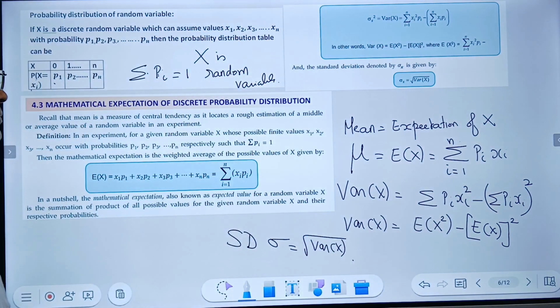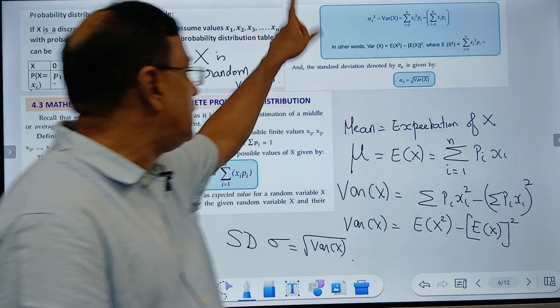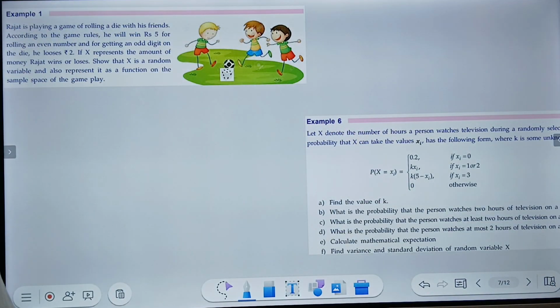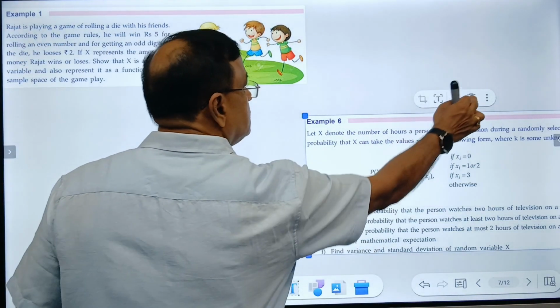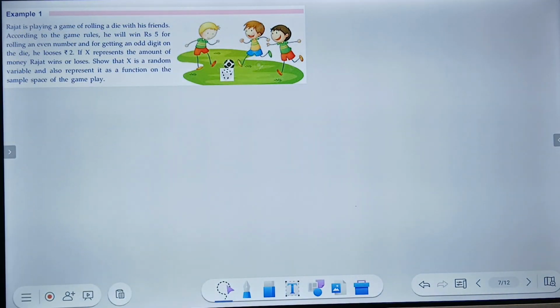Okay, I hope it's clear. I think I've written all that here. Okay. Now we are going to solve one problem at a time. Let's see how to go about it. Okay, let's do this problem.